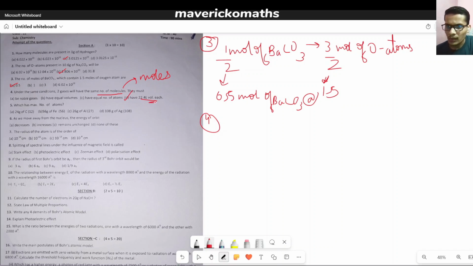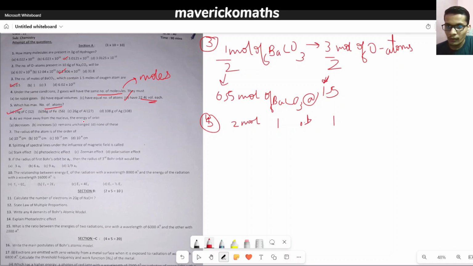Next question. Which has the maximum number of atoms? See, here we are doing the fifth question. In the A part, we have 2 moles. In the second part, we have 1 mole. In the C part, we have 0 point something, let it be 0.1. And in the fourth one, there will be 1. So the maximum number of atoms will be in the A part.